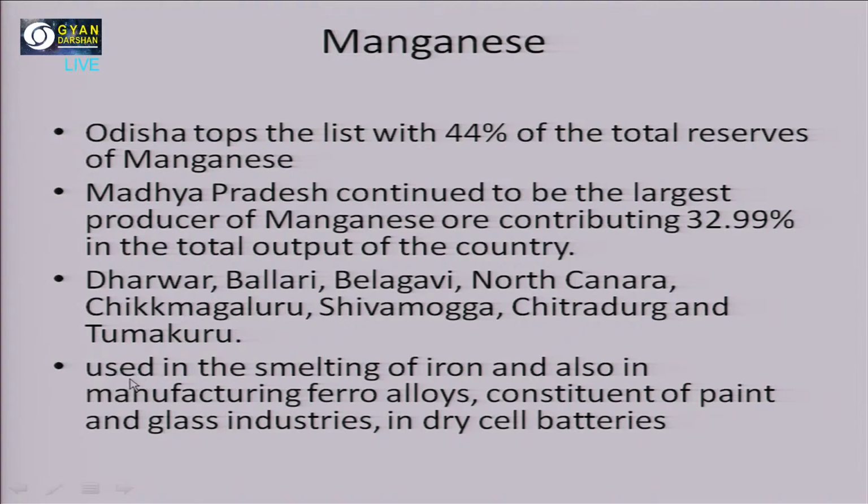Since manganese is used in the smelting of iron, and it is also used in ferroalloys, it is a very important mineral, and it is also a constituent of the paint and glass industries. It is used in dry cell batteries. So while studying minerals, you should remember the utilization part or the importance of minerals also.